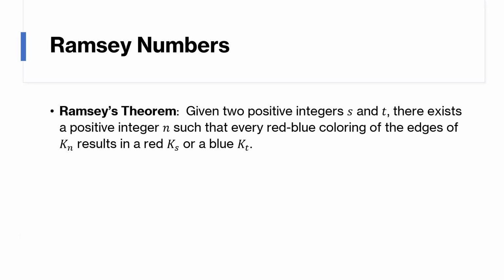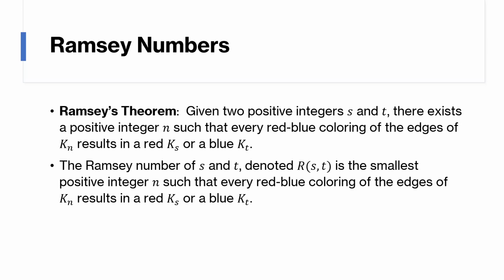So as a brief introduction to Ramsey numbers, Ramsey's theorem says that given two positive integers s and t, there exists a positive integer n, such that every red-blue coloring, so here we're talking about edge colorings of the complete graph, every red-blue coloring of the edges of K_n results in either a red K_s or a blue K_t. So Ramsey's theorem tells us that there is always some positive integer, some large enough complete graph, such that every red-blue coloring admits either a red K_s or a blue K_t.